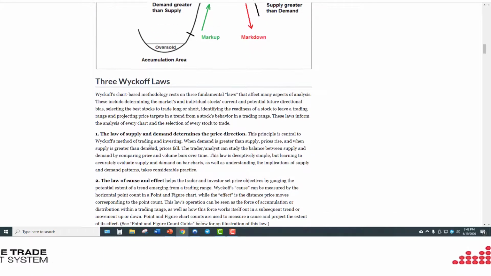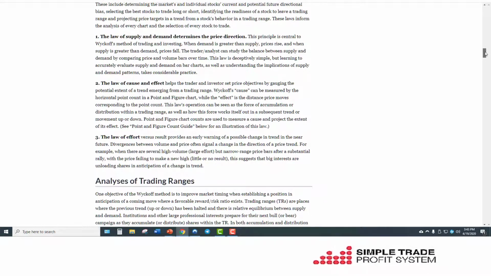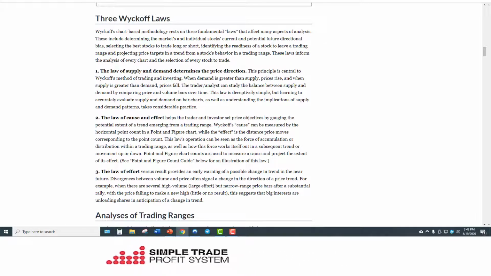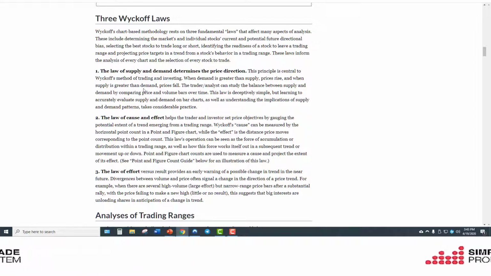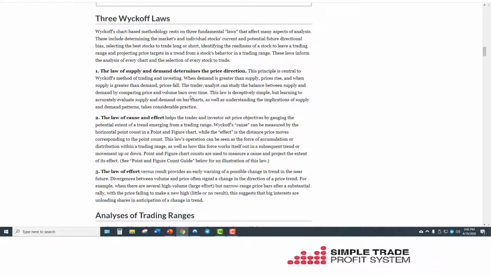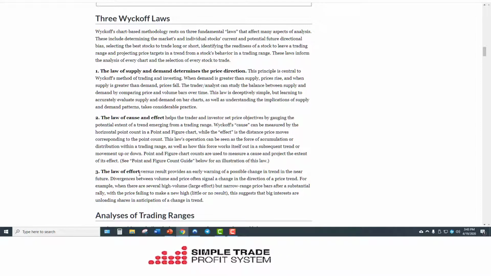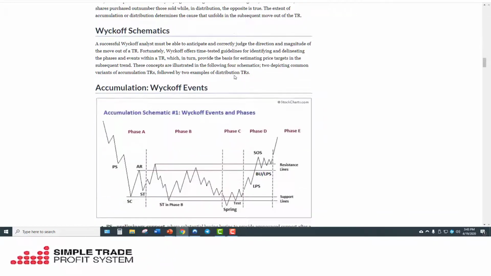So there are a couple laws, 3 laws to this as well. The law of supply and demand determines the price direction. When demand is greater than supply, price rises. When supply is greater than demand, price falls. The trader can study the balance between supply and demand by comparing volume, our volume bars on our chart. Then there's the law of cause and effect and the law of effort. So I'll share this link with you. There's a lot more in here too.